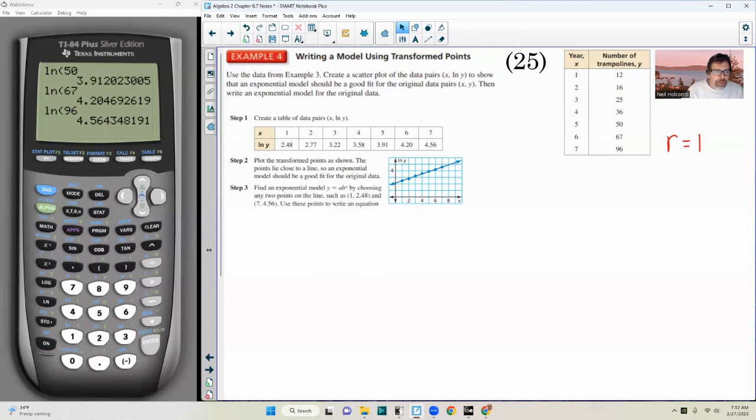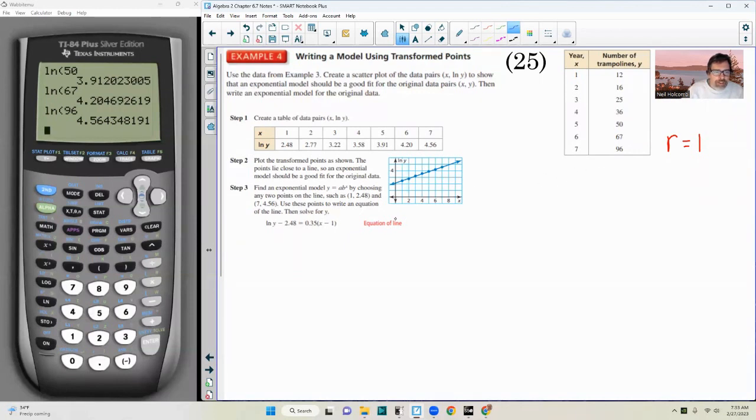So then what we want to do is find an exponential model y equals a times b to the x by choosing any 2 points on the line, such as the first one, 1 comma 2.48, and the last one, 7 comma 4.56. We're going to use those points to write an equation of the line and then solve for y. So step 1, this is what they wrote in the book. And I'm going to explain because they skipped some stuff. They're going to assume now that you know this, but I'm still going to show you in the video.